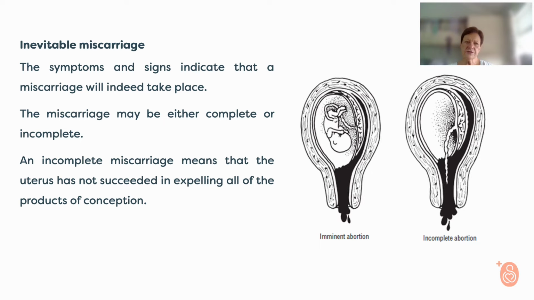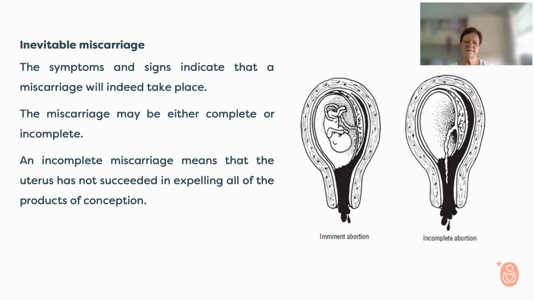Now, the next group of miscarriages are inevitable miscarriages. It means it's happening in spite of everything. There's almost nothing that you can do to stop it. So the symptoms and the signs indicate that the miscarriage will indeed take place. And the miscarriage might then be either complete or incomplete, about which we will talk just now as well.